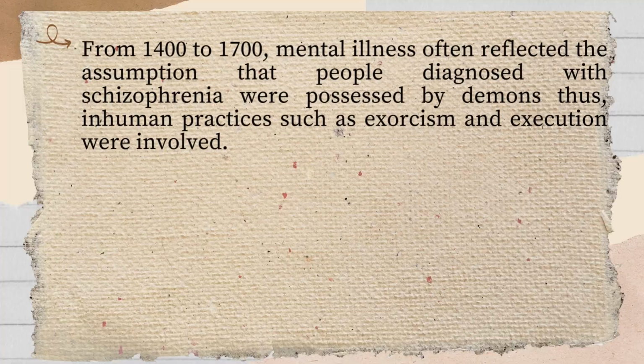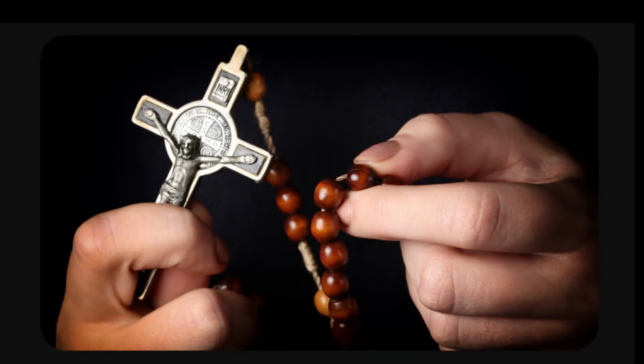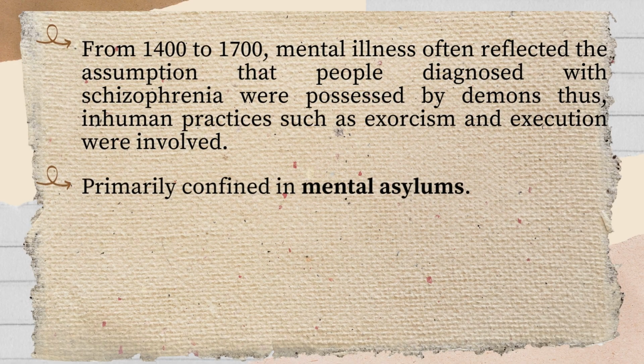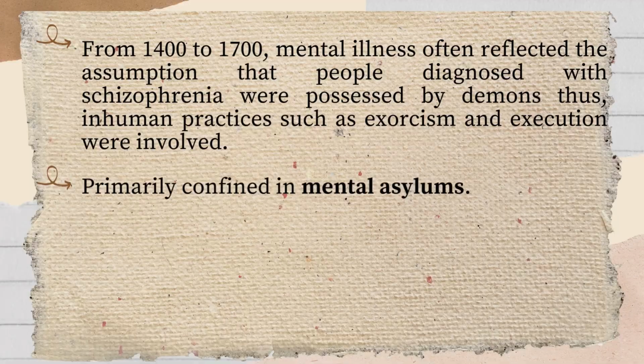Way back in the 14th to 17th centuries, people diagnosed with mental illness such as schizophrenia were often thought to be possessed by demons, hence inhumane practices such as exorcism and execution were done. People with mental illness were primarily confined in mental asylums, wherein the primary function was warehousing, not treatment. The patients or inmates were often beaten and chained.